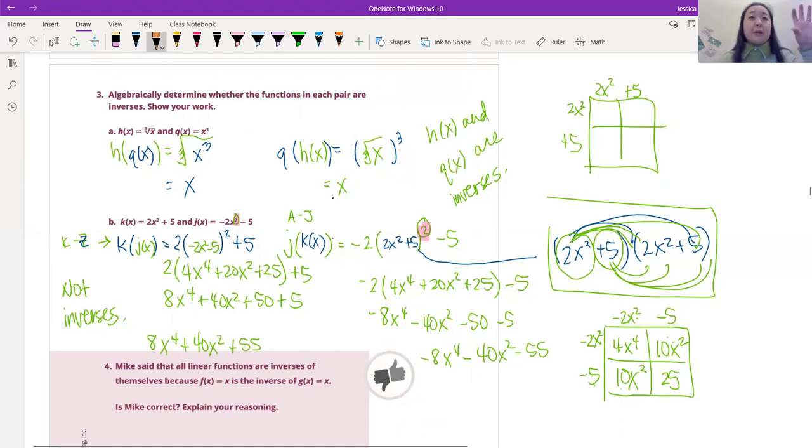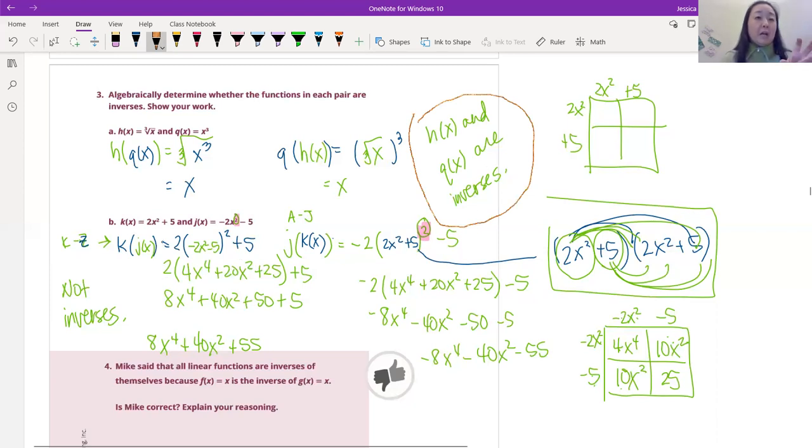The first one, you should get both to simplify to x, right? Because the cube root of x cubed cancels out. The cube and the cube root, I should say, cancel out, so you just get x. Same thing vice versa, that also cancels out. So yes, h of x and q of x are inverses of each other.